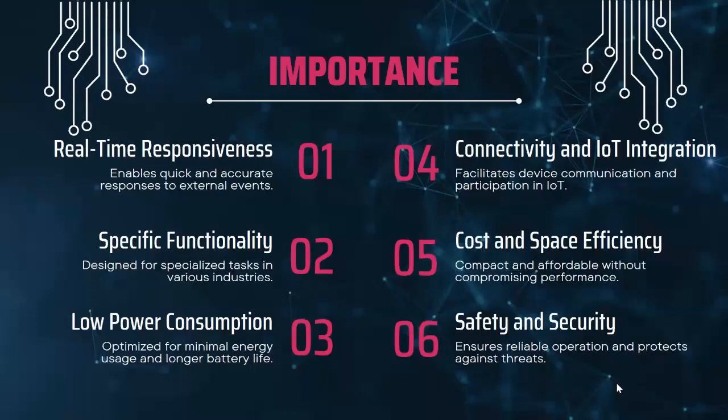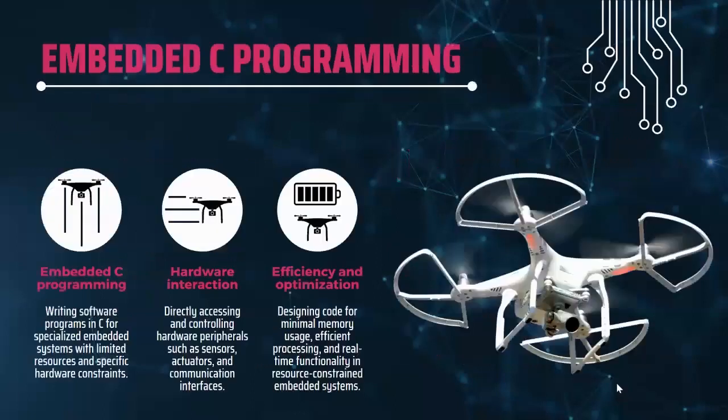They should have minimum cost and minimum space. If the space for the embedded system becomes more, then it is not suitable to put it in the actual system. And it should be, as I told you, reliable and secured. Secured means unauthorized persons should not be able to access it. So these are the importance of your embedded system.